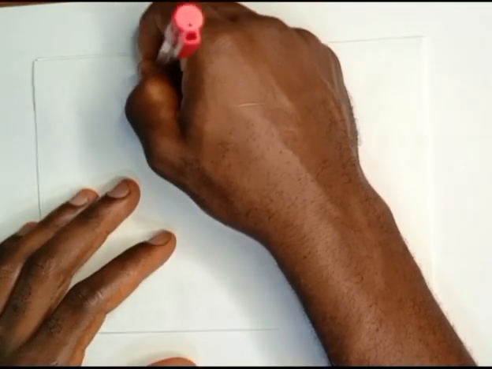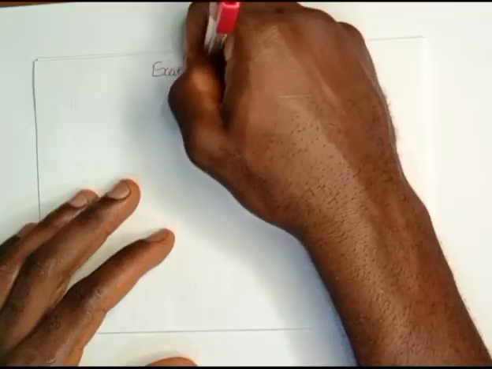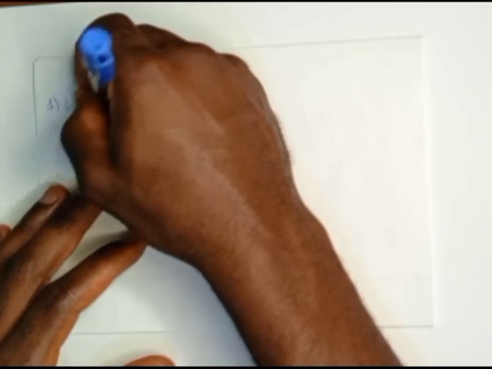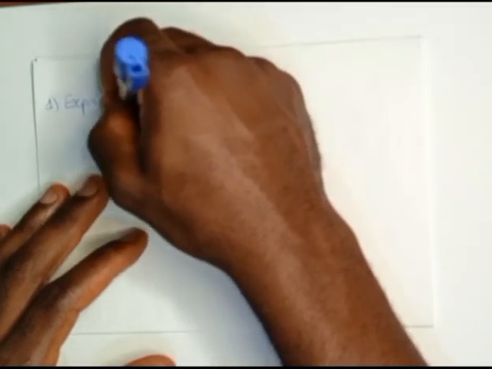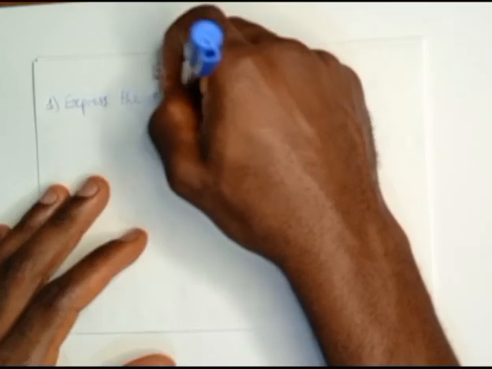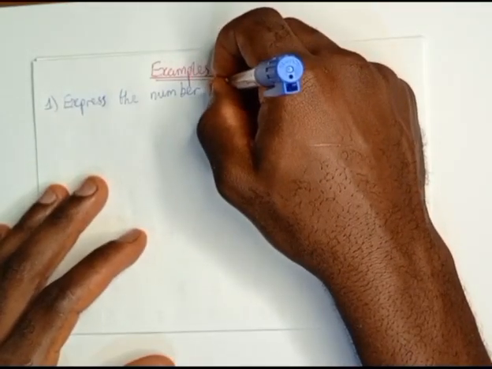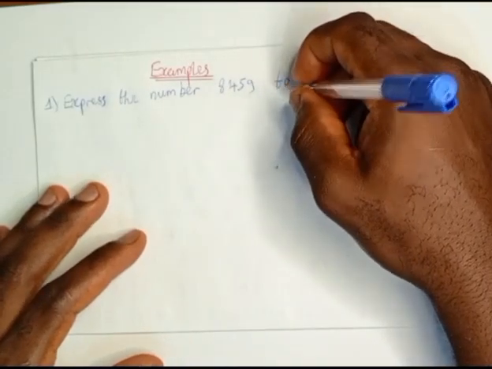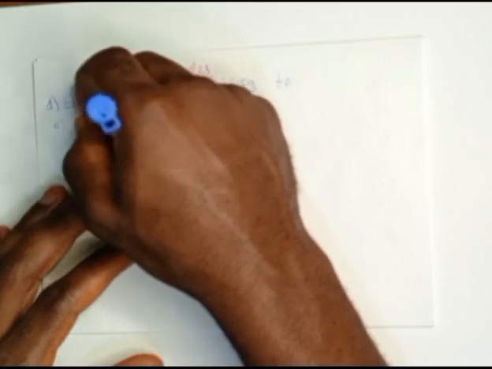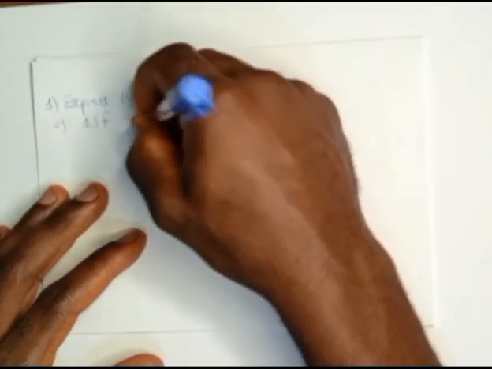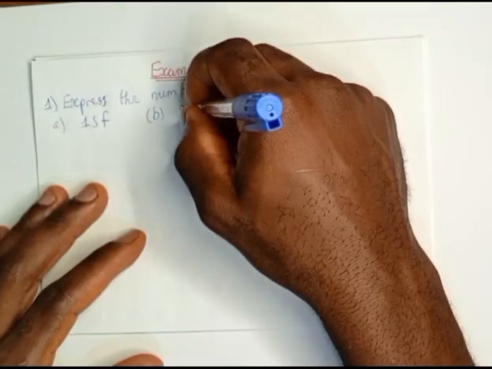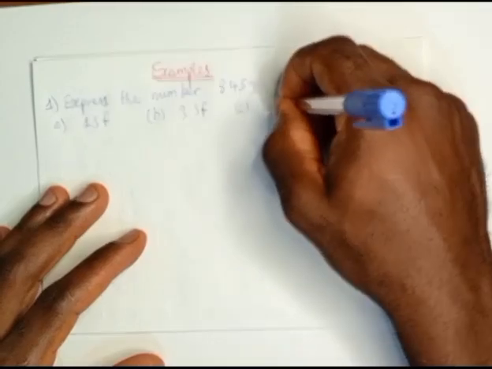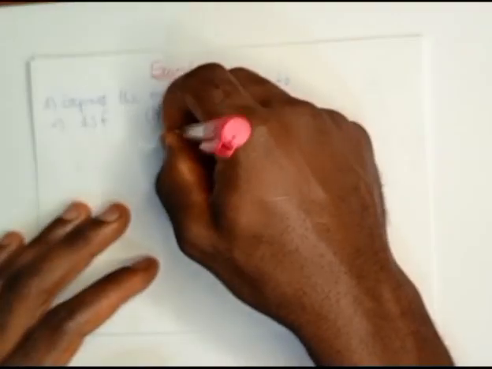Take examples. Question 1: Express the number 8459 to A, one significant figure, B, three significant figures, C, four significant figures. Take solution.